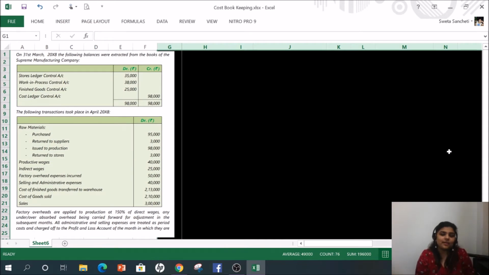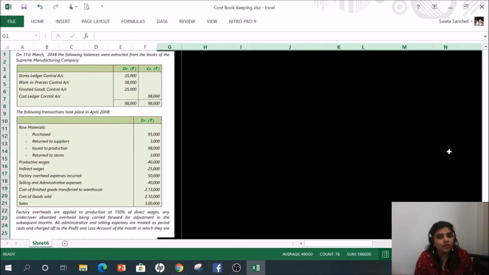As I said in my last video, I will be doing a practical question on non-integrated cost bookkeeping. Here is our question and let us start solving it. So I have picked up a question which says on 31st March 2018, the following balances were extracted from the books of Supreme Manufacturing Company.